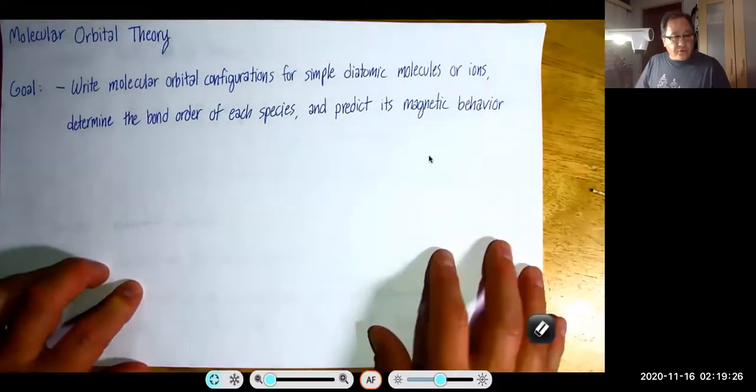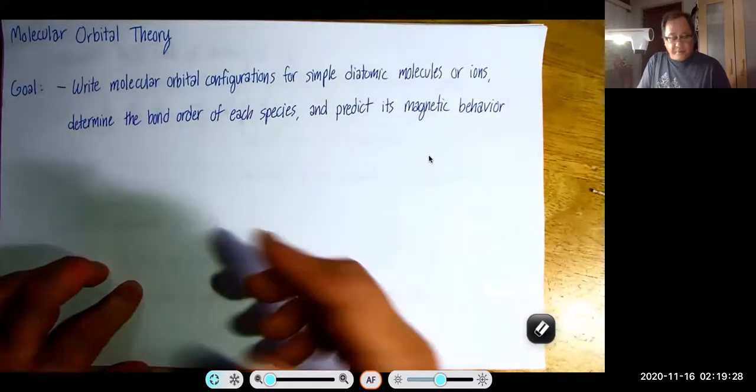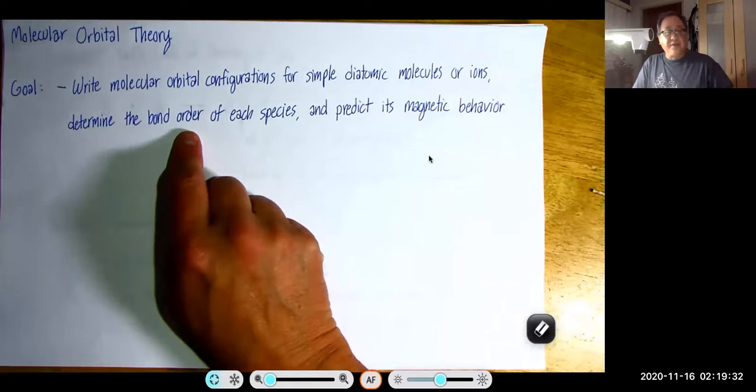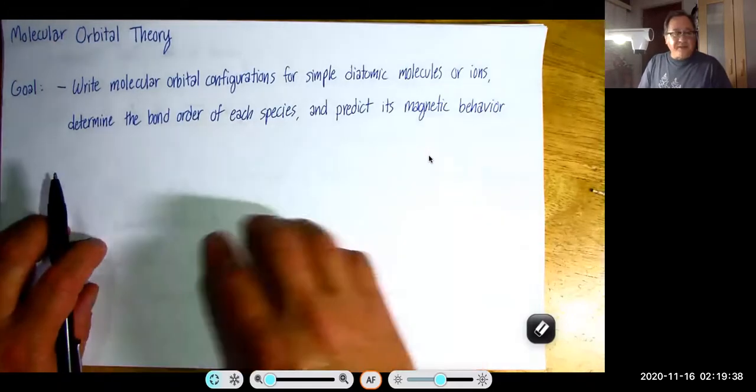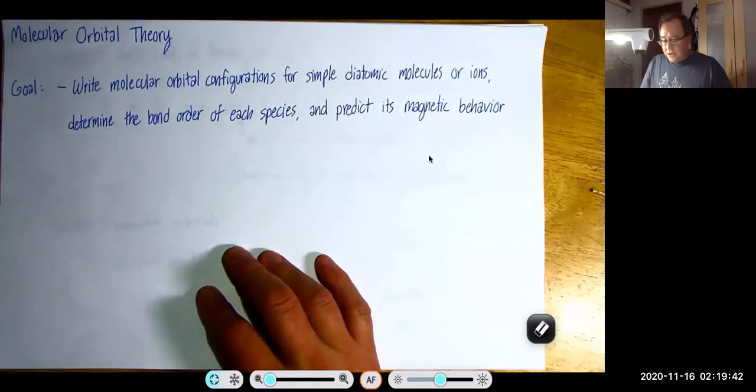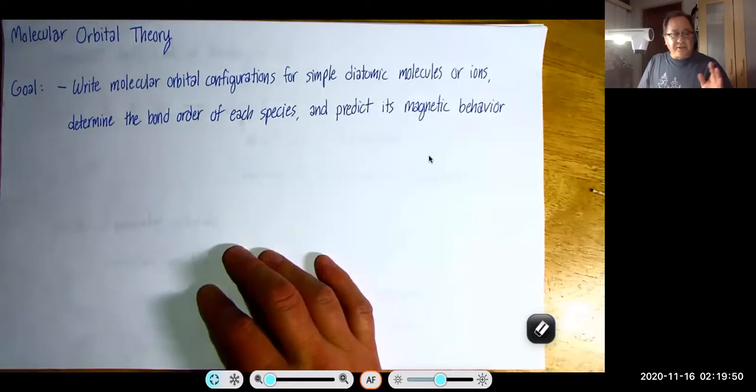I want to remind you that bond order asks: does it have a bond? Does it have a double bond? Does it have a triple bond? Is it more like a bond and a half? And the magnetic behavior: is it going to be paramagnetic, which means it's got an unpaired electron, or is it diamagnetic, which means all the electrons are paired? And remember, diamagnetic means it's slightly repelled by a magnet, and paramagnetic means it's slightly attracted to a magnet.